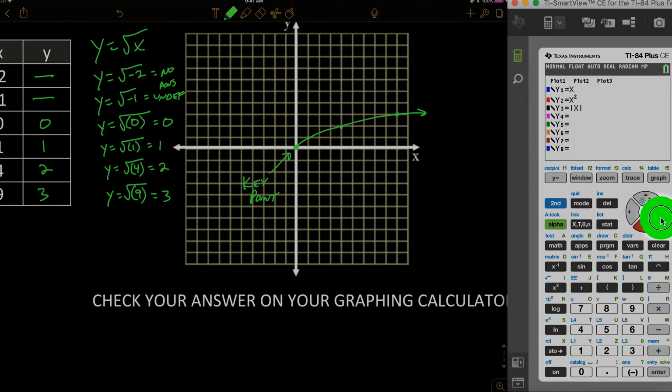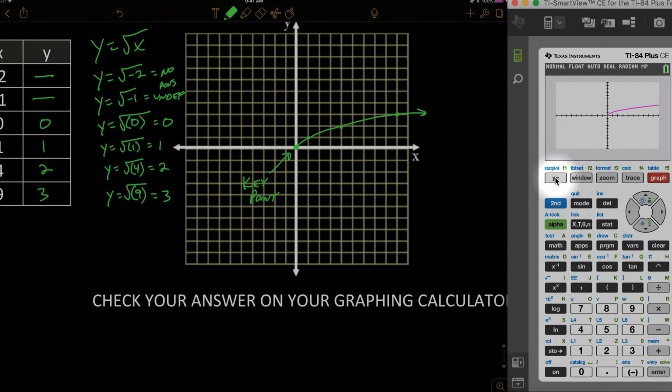And I'll go down to y4. And now I'm going to graph the square root. The square root is above the square since these are inverse functions. They undo each other. I hit second, x squared. I'll get my square root. Hit my x. So now I have the square root of x. I graph it. And there it is. That's my sideways parabola there.